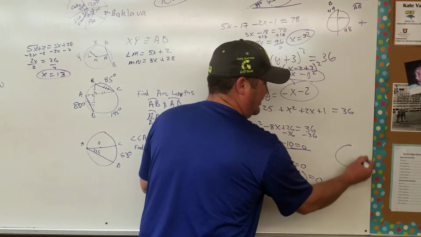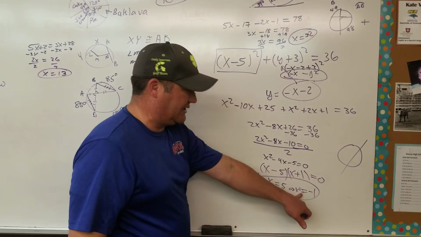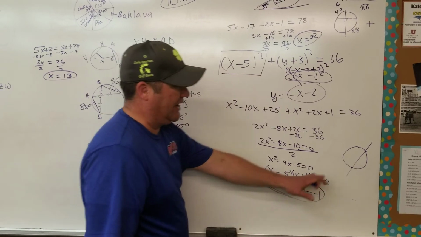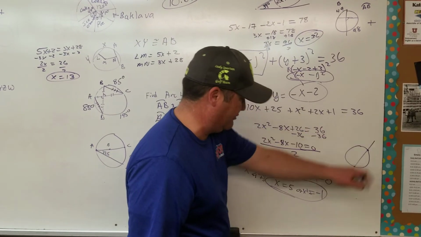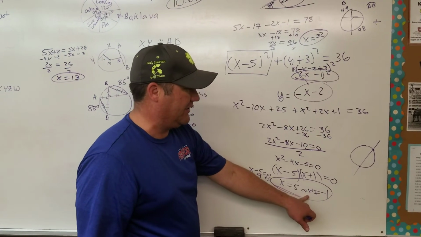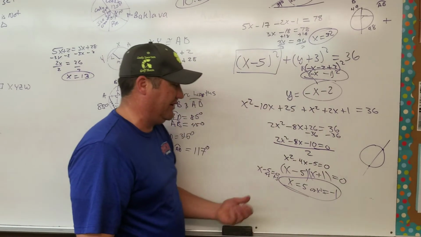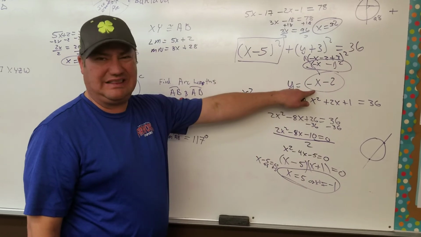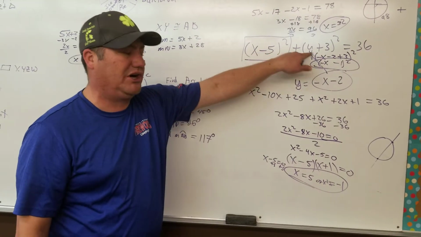So remember, we had a circle. These are two x values of 2 different points. One of the x values is over here at 5 and some y value. And one of these x values is at negative 1 and some y value. So now I've got to find the y values. Easiest way to do this, though, is just sub it into the linear equation. Don't sub it into the quadratic.